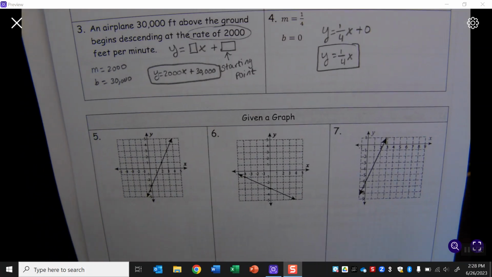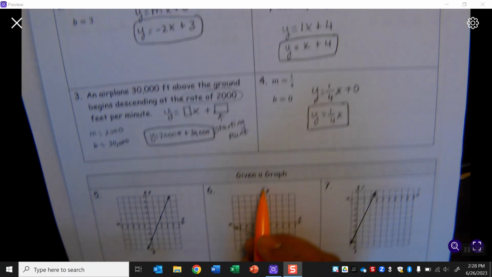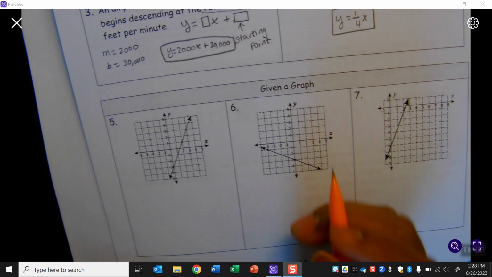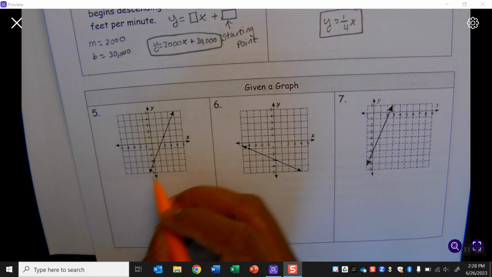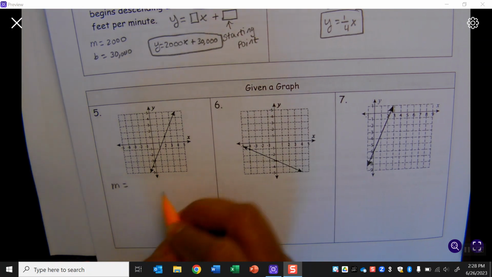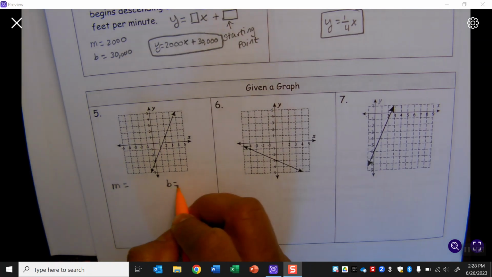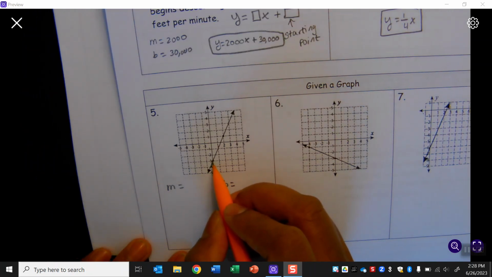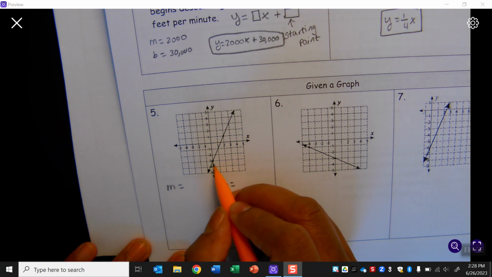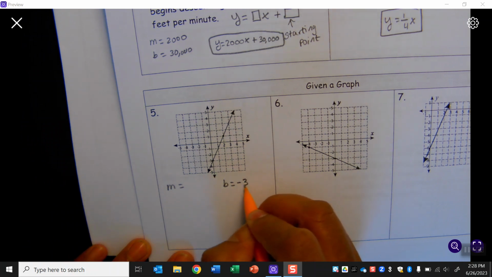Now, what about when you're given a graph? Here, you're given the slope and y-intercept. We just plugged it in. When you're given the graph, we want to find what the slope is, and we also want to find what the y-intercept is for each graph. The y-intercept is pretty easy. Where does it cross the y-axis? It's at -3 here, so that's it.